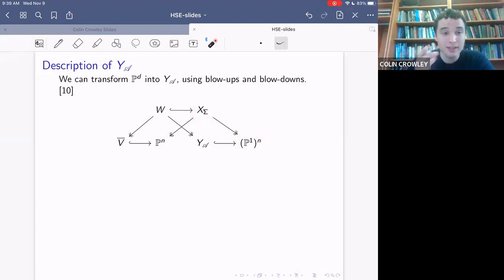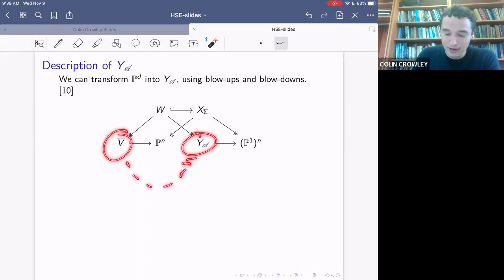And then once I've transformed Pn into P1 to the n, when I take the closure in Pn, it will transform via the proper transform, right? Proper transform up into this toric variety and then push it down. It will transform into the closure in P1 to the n, right? So this birational equivalence is resolved by looking at how it intersects the centers of the blowups of these toric blowups.